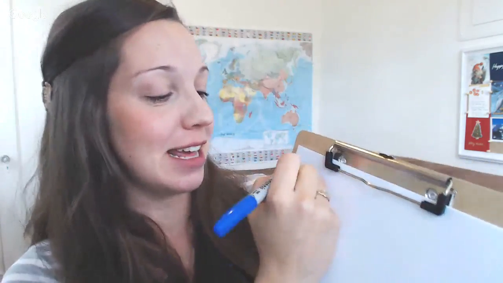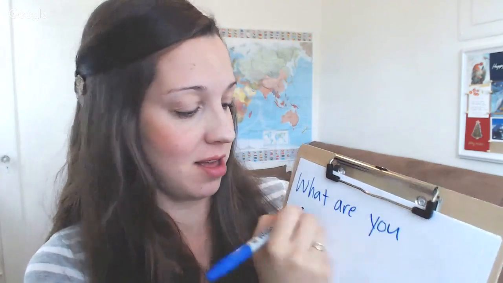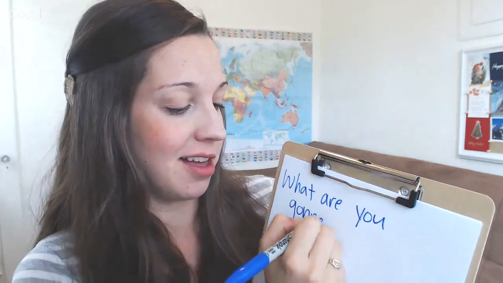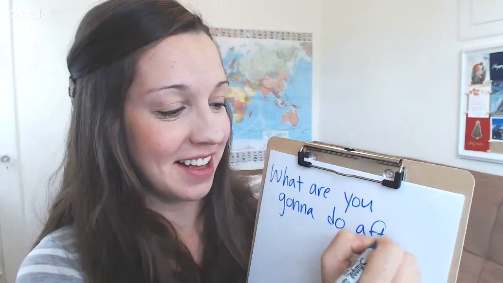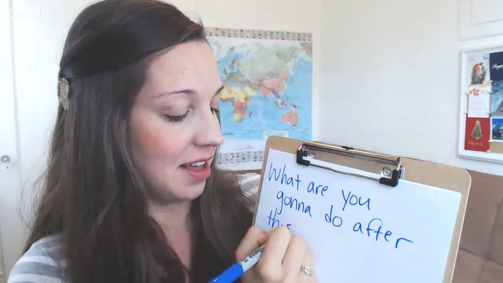So when you type, when you write your answer in the chat box, in the comments, you can use a shortened version. I'm going to write a version on my clipboard here so that you can see. But typically when you're writing something professional, you need to write the full 2 words. In this case, you need to write the full word. But for speaking, that's why it's a reduction. So my question is, what are you gonna do after this lesson?